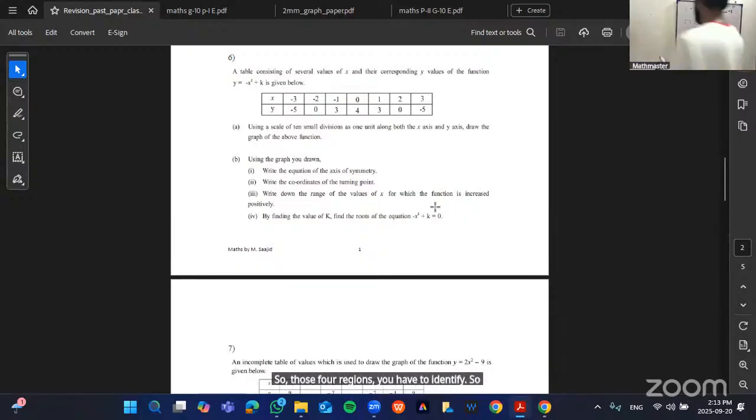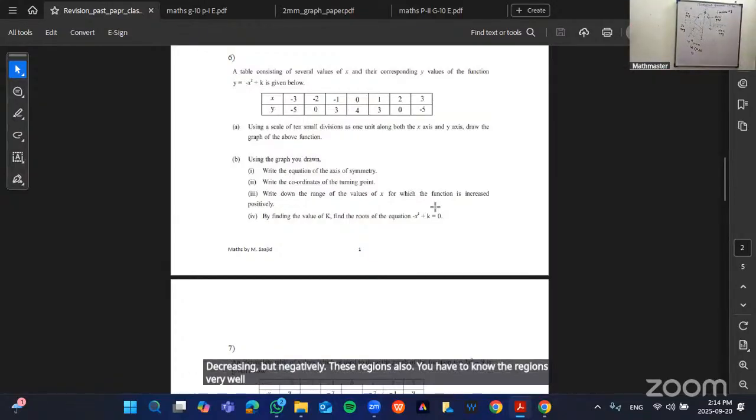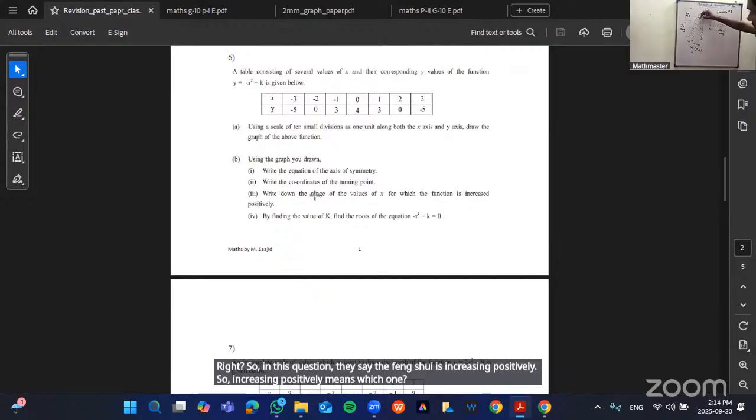So this part is increasing negatively. This part is increasing but positively. This part here is decreasing but positively. This part here is decreasing but negatively. You have to know these regions very well. See the regions, whether it's increasing or decreasing and whether it's positive or negative. So in this question, they say the function is increasing positively, so this region is what they ask.